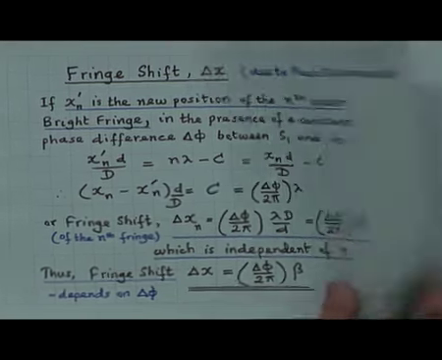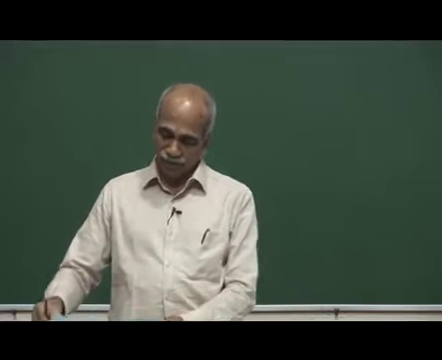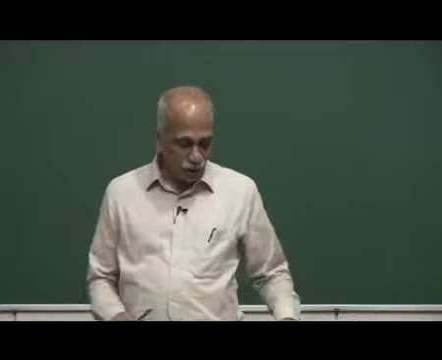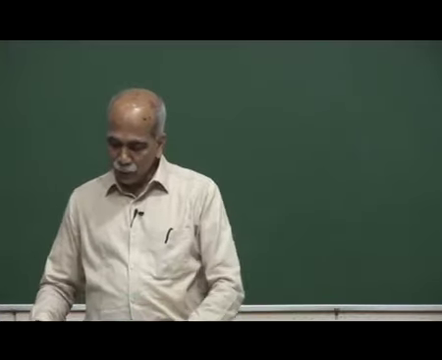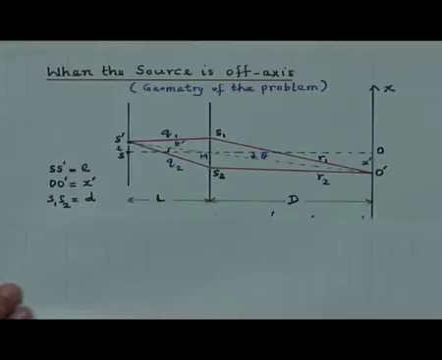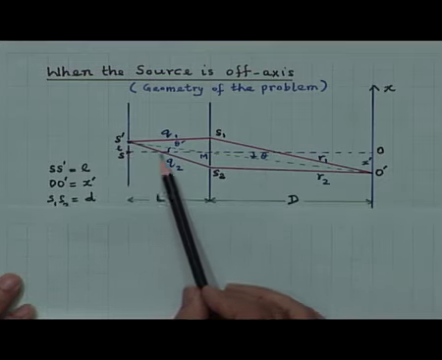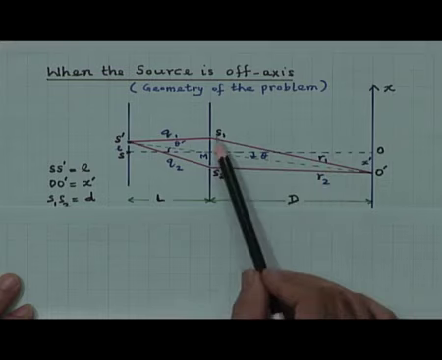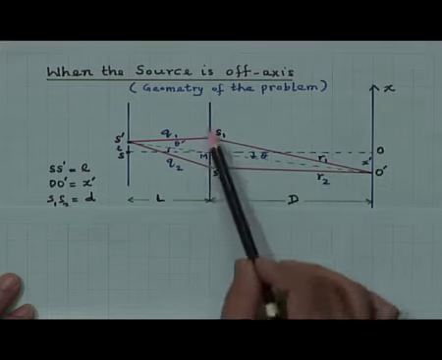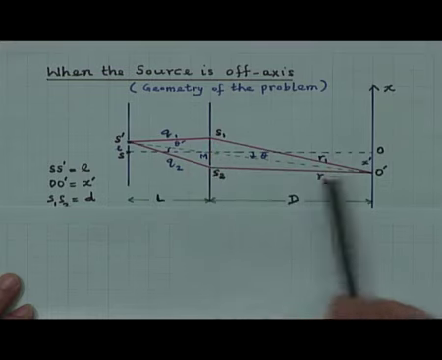Let us see the geometry of the problem more carefully now. So, we will see the geometry of the problem. When the source is offset, let me first show only the geometry here. So, this is the geometry of the problem. The original position was S, which is on the perpendicular bisector here, with S1 and S2 symmetrically about this line SO.